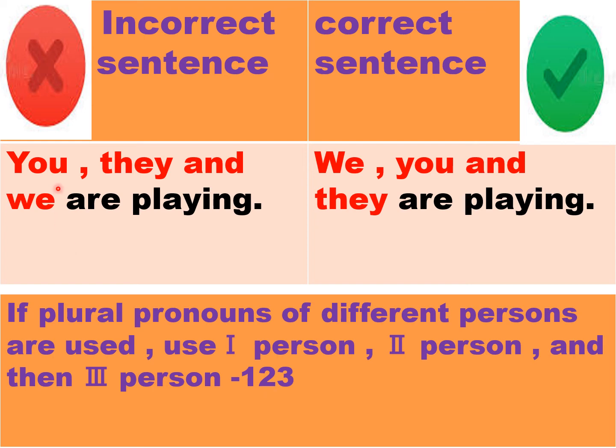See the example. "You, they, and we are playing." You, they, and we are plural pronouns. If we see plural pronouns in a sentence, we must use 1, 2, 3 order. First person, second person, and then third person. "We, you, and they are playing" is correct.